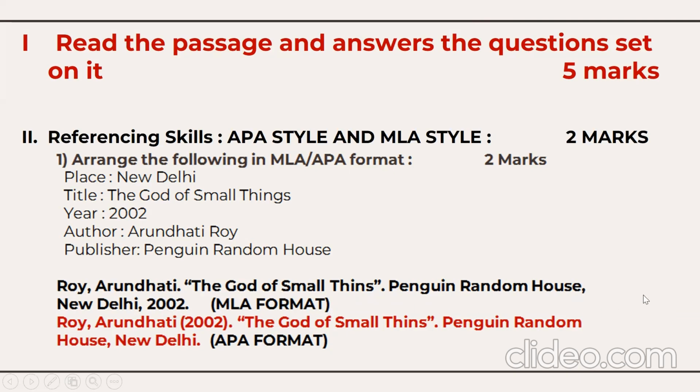There's only one minor difference between the MLA and the APA format. In the MLA format, we write the year of publication at the end, but in the APA format, we write it right next to the last name of the author, before the name of the book. That's the difference. Write any one format and you'll get 2 marks. This is how this question will appear.